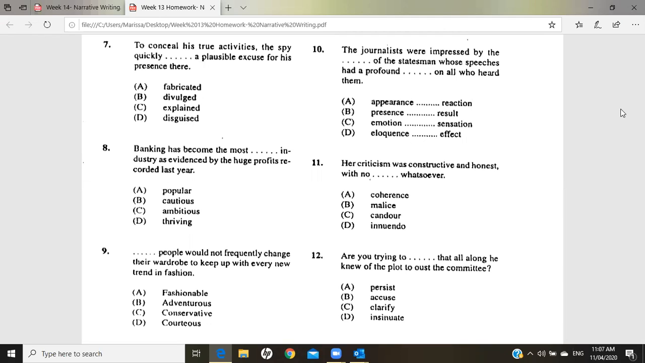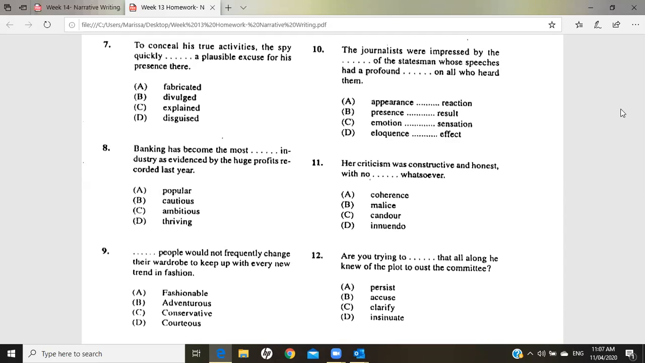Number eight. Banking has become the most something industry as evidenced by the huge profits recorded last year. D? Yes, D, thriving, because thriving means growing. Good. Number nine. Something people would not frequently change their wardrobe to keep up with the new trend of fashion. C? Yes, C, conservative. Good. Number ten.